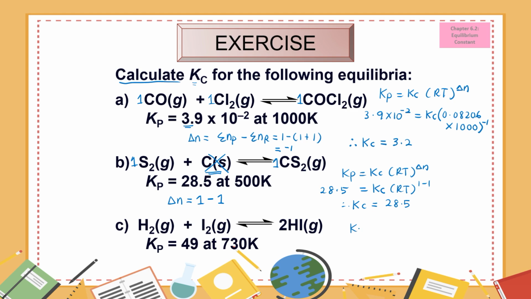Next, part C: Kp = Kc(RT)^Δn. Kp is already given as 49 and Kc we want to find out. Delta n is 2 minus 1 plus 1, so 2 minus 2 equals 0. Therefore Kc equals 49.